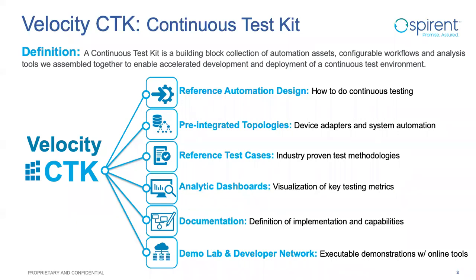So I'll talk briefly about why we want to do this. The first thing is that Velocity is obviously a lab as a service platform that we've delivered to a number of customers. And these continuous test kits are to highlight our capabilities within the Velocity platform, and kind of show off some of the things that we've developed over the last couple of years.